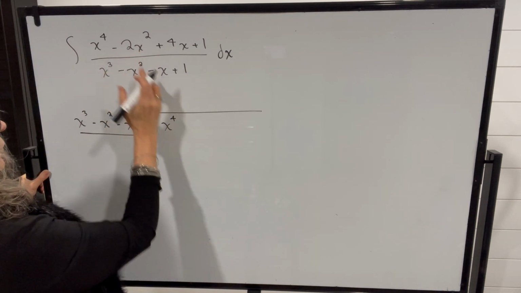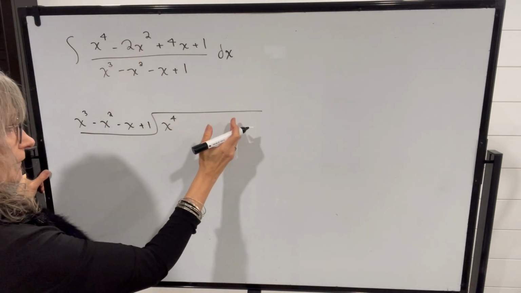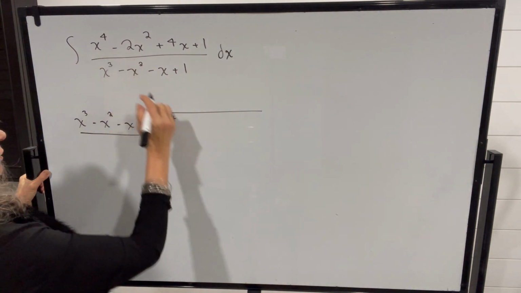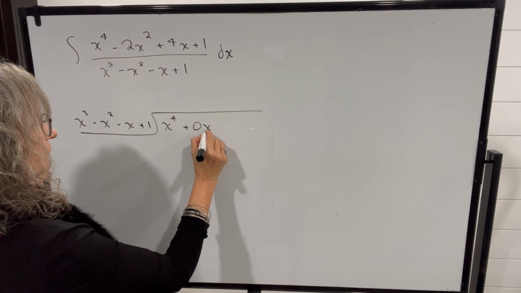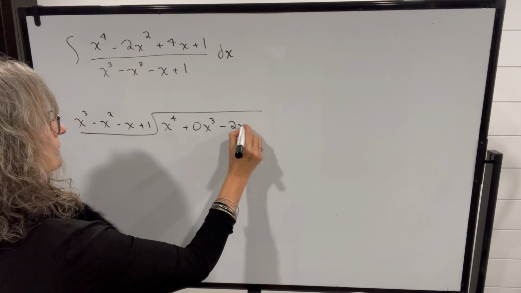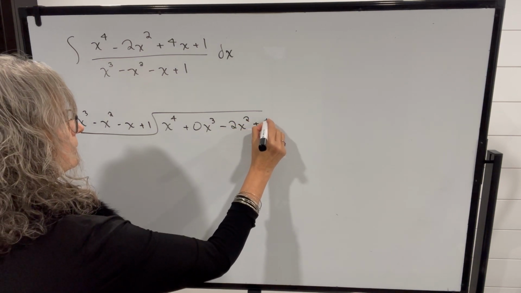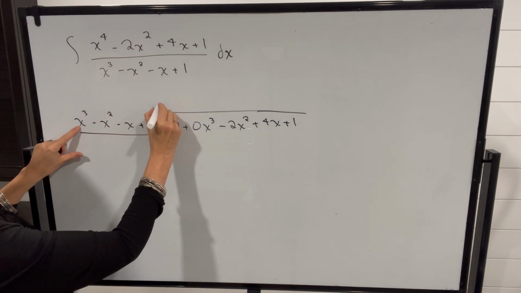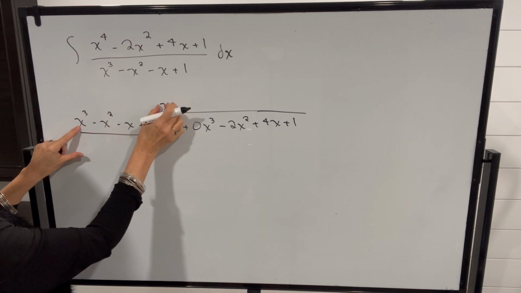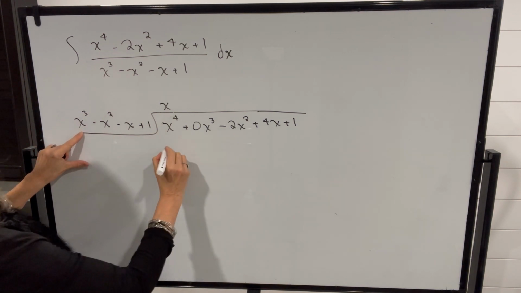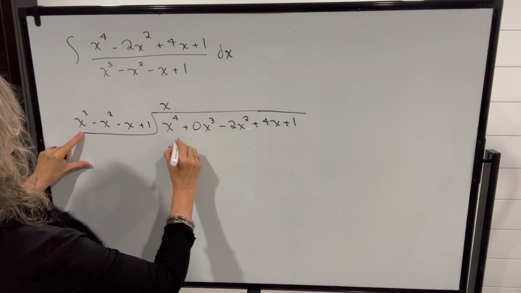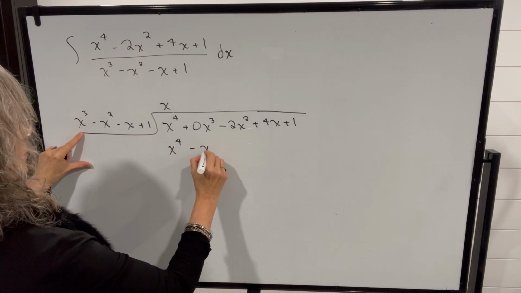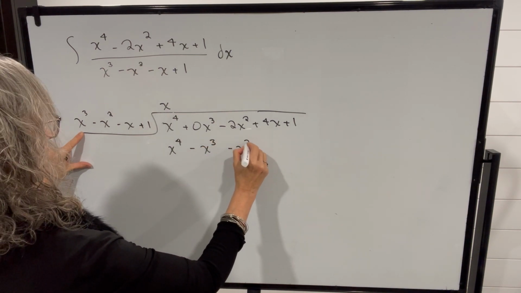Now we go in descending order and we want to have every power of x. We don't have an x cubed term, so I'm just going to put it in with a zero coefficient. So x cubed goes into x to the fourth power, x times. Now we multiply x to each term in our divisor. So that will be x to the fourth minus x cubed minus x squared plus x.